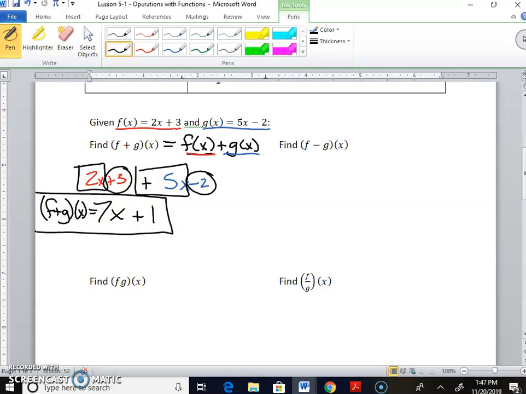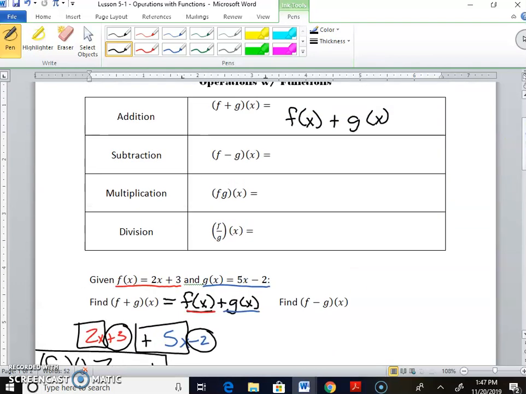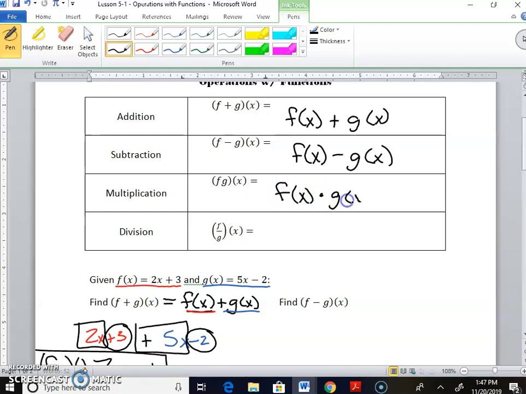Now there are three other operations that we're going to have to worry about, and those are subtraction, multiplication, and division. So for subtraction, it is f minus g of x, which means f of x minus g of x. We also have multiplication. Multiplication is going to be fg of x, which just means we're going to take f of x times g of x. And lastly, we have f divided by g of x. If I have f divided by g of x, I'm going to have f of x divided by g of x.